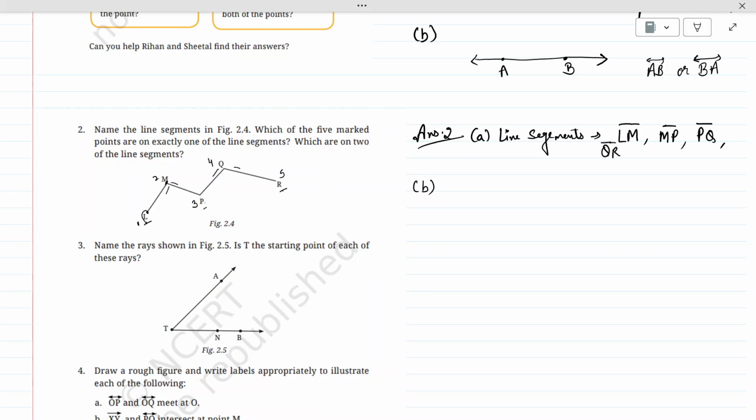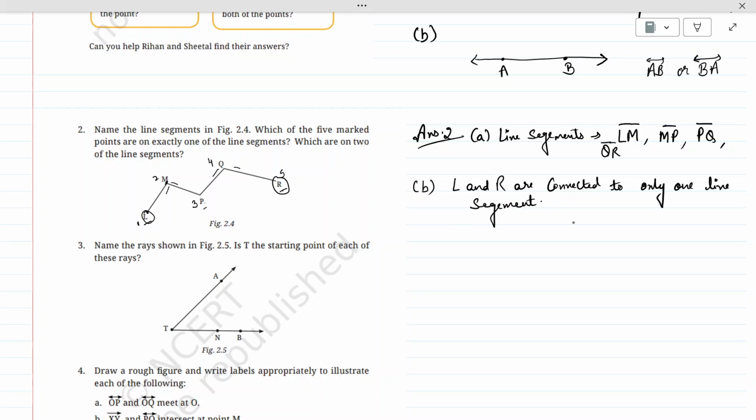These are the only 2 points which are connected to one of the line segments, right? Because all others are connected to 2. Here M is connected to these two, P is connected to these two, Q is connected to these two. But L and R are only connected to one line segment. So the answer is L and R are connected to only one line segment. Okay?